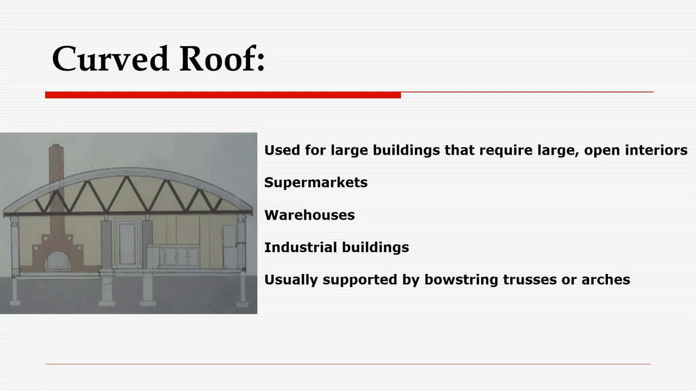Here's a curved roof used for large buildings that require large open interiors. Sometimes these curved roofs, the pitch is very, very low that you can't even tell it's a curved roof. It may almost appear flat. But these are often used in warehouses, supermarkets, industrial buildings, and they're usually supported by bowstring trusses or arches. And you can see right under that curved roof, that is the bowstring truss or arch that is holding that up.